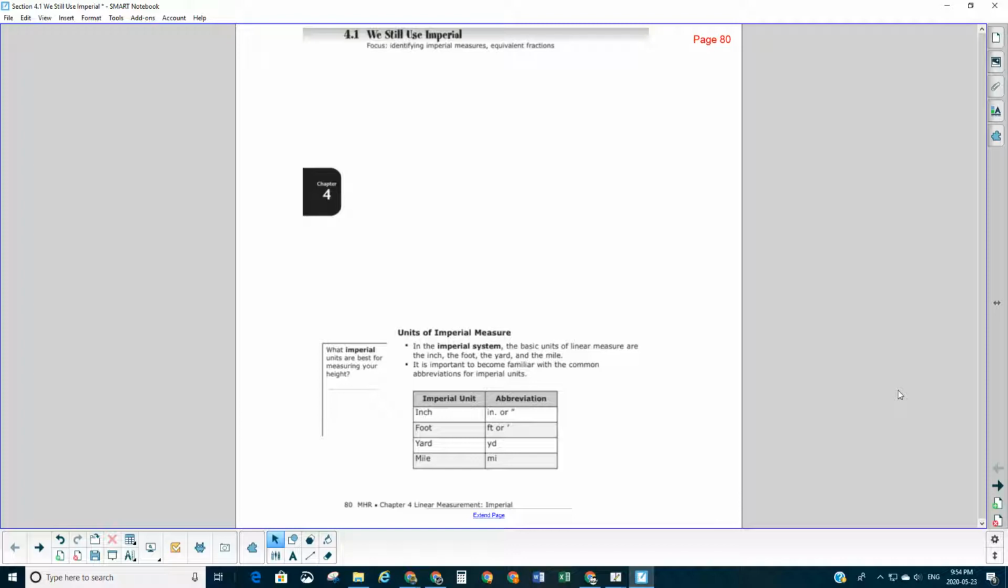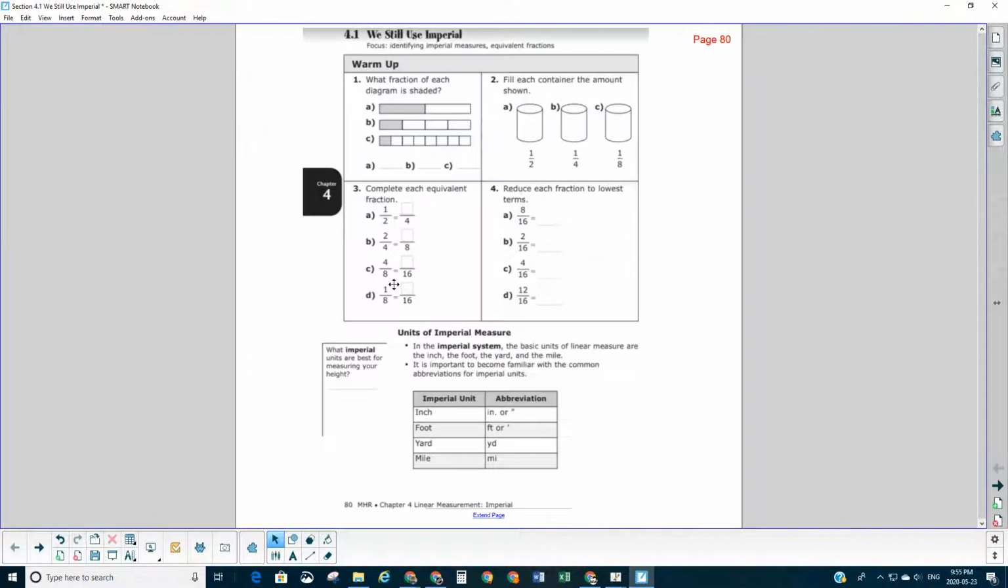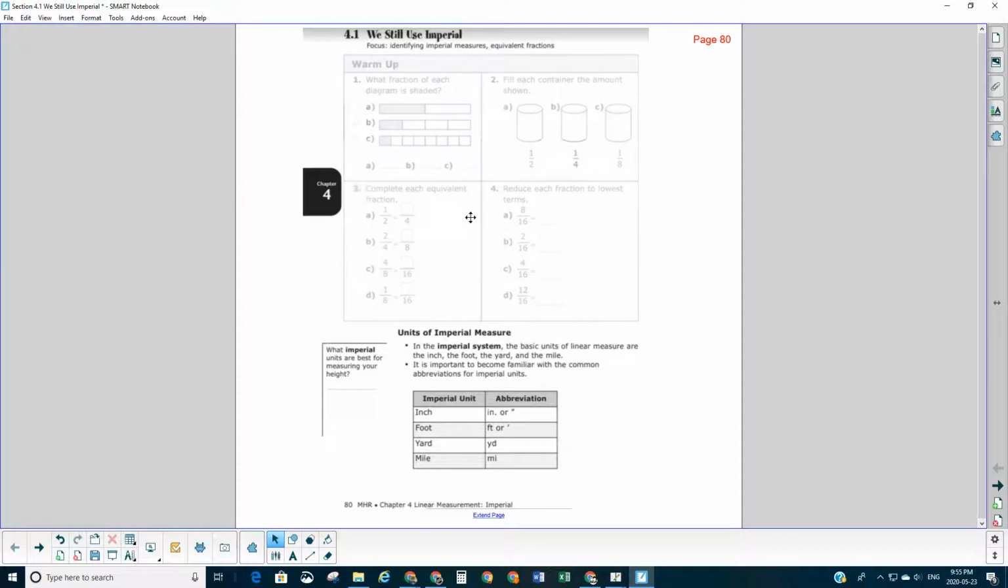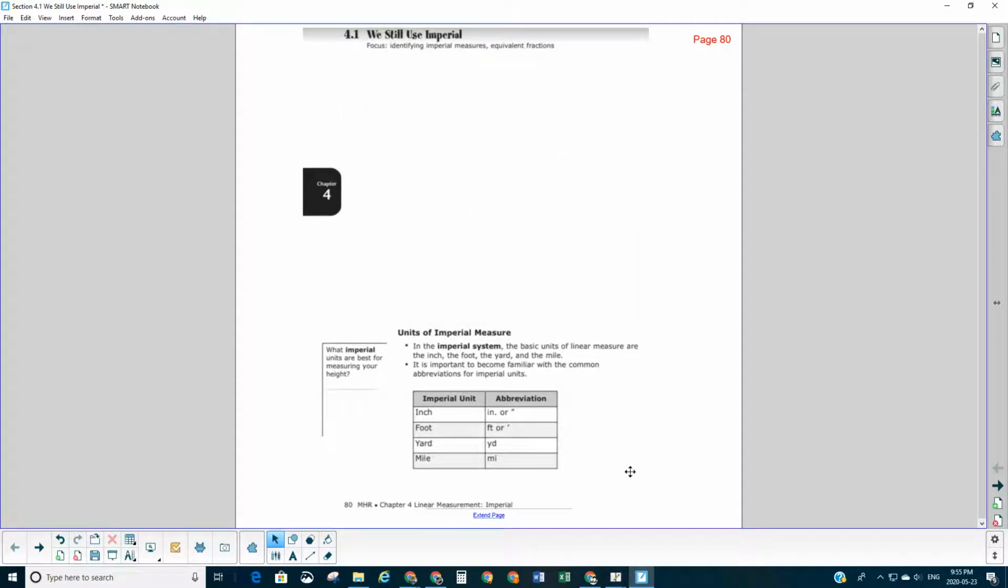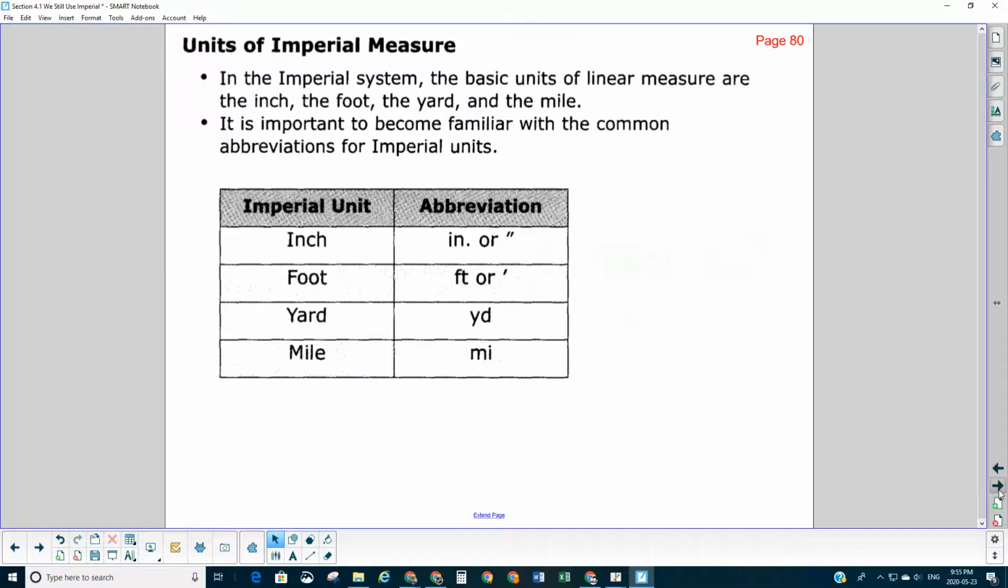We're going to spend much more time than just that video talking about imperial measurements, especially in this chapter 4. But we're going to start with 4.1, and you'll see that we start on page 80 of our workbook. That's where 4.1 starts. I've decided to skip the warm-ups, so we're going to go straight down to the bottom of page 80, which I'll zoom in on here. And it just says units of imperial measurements.